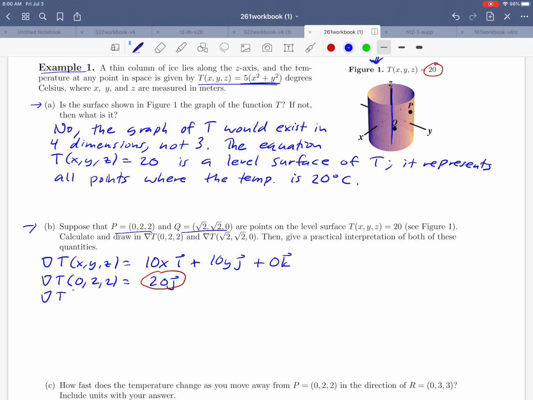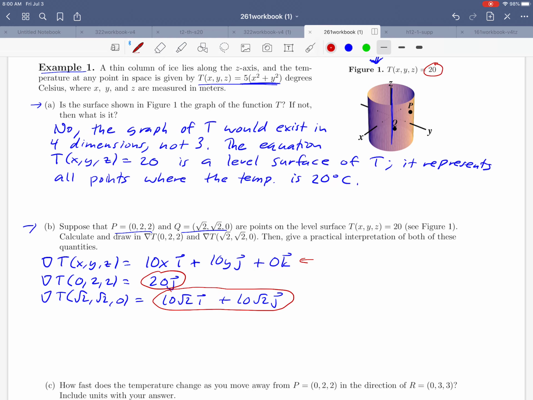Okay, what about at the other point, root 2, 0? Well, there, plug that in for x and y, we're going to get 10 root 2 i plus 10 root 2 j, and again 0 k. We're just substituting into this formula up here. So that's our gradient vector.